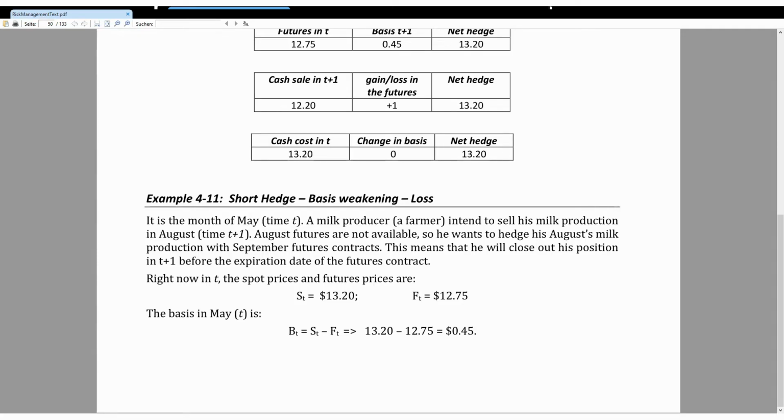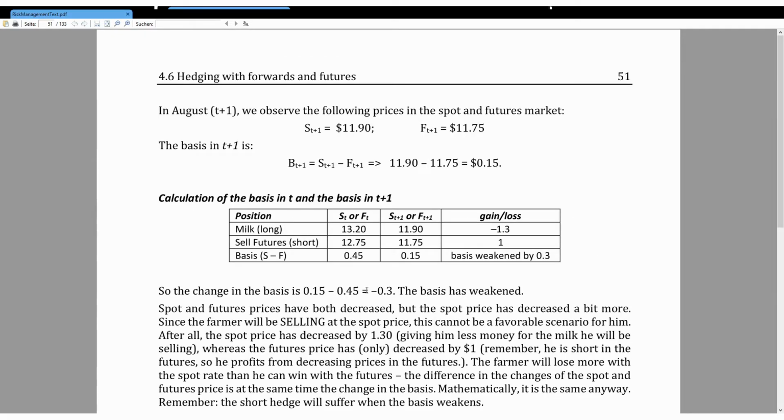The price for the milk in time t is 13.20. That is the price we had before. And the futures price is 12.75. So the basis is 45 cents. We had this before. In August, we observe a price for the milk of 11.90 and the price for the futures of 11.75. Now the basis is 15 cents.